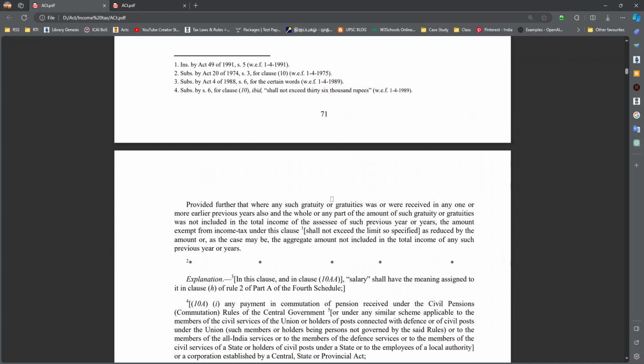Provided further, where such gratuity or gratuities were received in any one or more earlier previous years also, and whole or part of the sum of such gratuities was not included in the total income assessed for such previous year or years, the amount exempt from the income tax under the clause shall not exceed the limit reduced by the aggregate amounts not included in the total income of such previous years. So it is clear what happens in that case. It is not like I receive some this year and more next year. It's totally, you can get the gratuity exemption only up to this much, but central government employees are totally exempted. Only for the private employees is the limit of gratuity there. Other things aren't there.